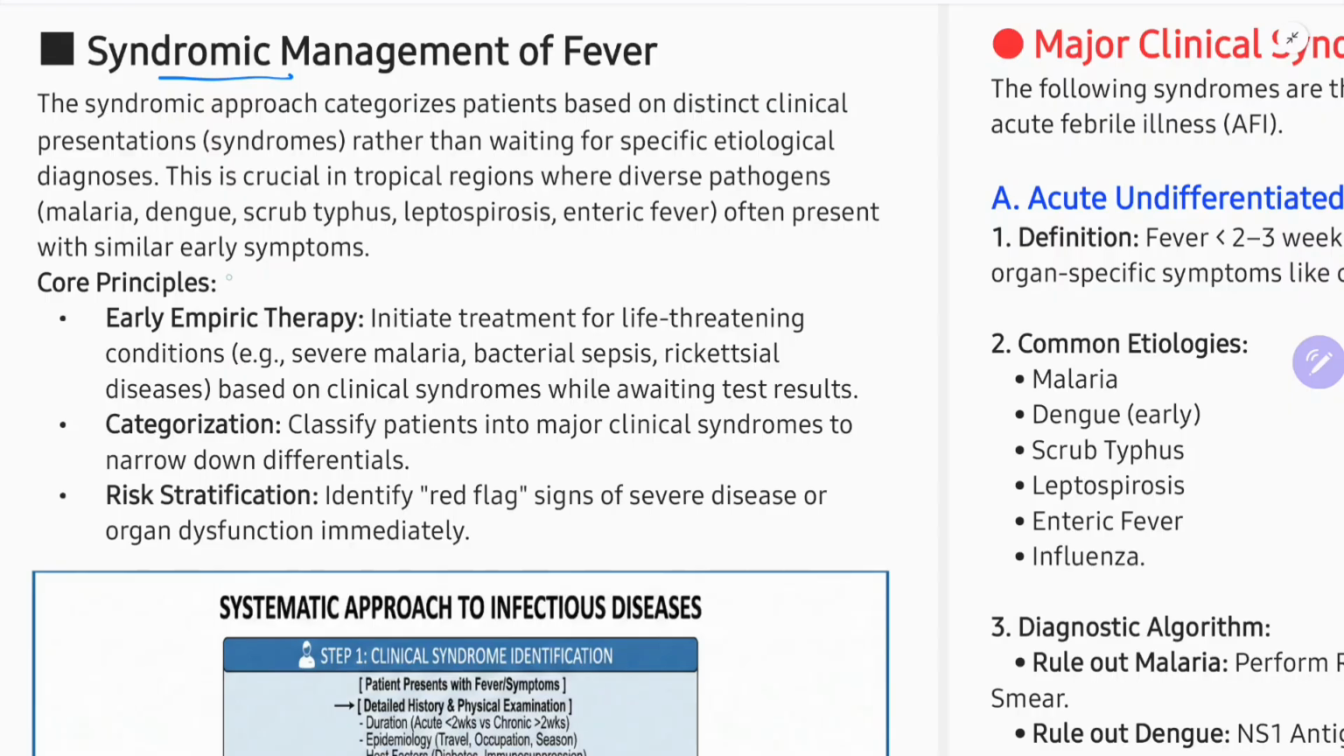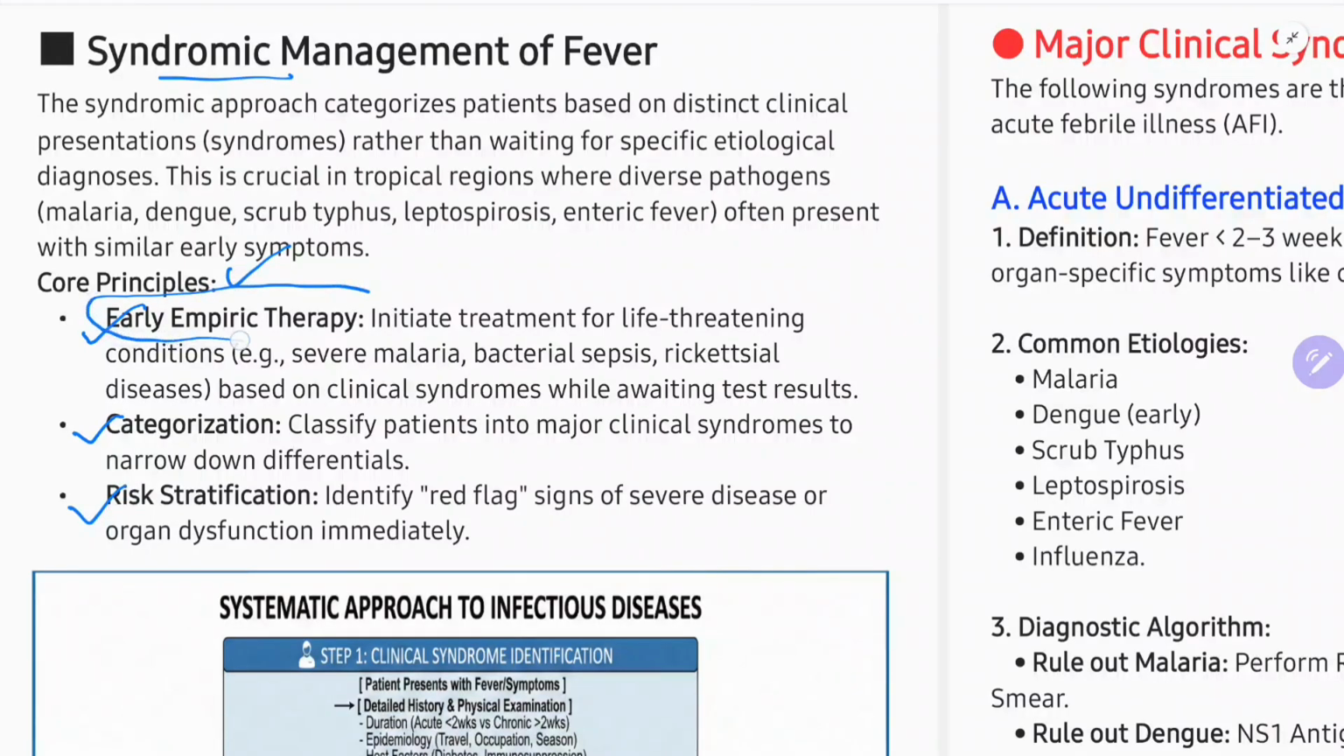So, what are the core principles of this syndromic management? First, early empiric therapy. Initiate treatment for life-threatening conditions, for example severe malaria, bacterial sepsis, rickettsial diseases, based on the clinical syndromes while awaiting test results. Second is categorization. Classify patients into major clinical syndromes to narrow down the differentials. Third is risk stratification. Identify red flags, signs of severe disease or organ dysfunction immediately. So these are the core principles.